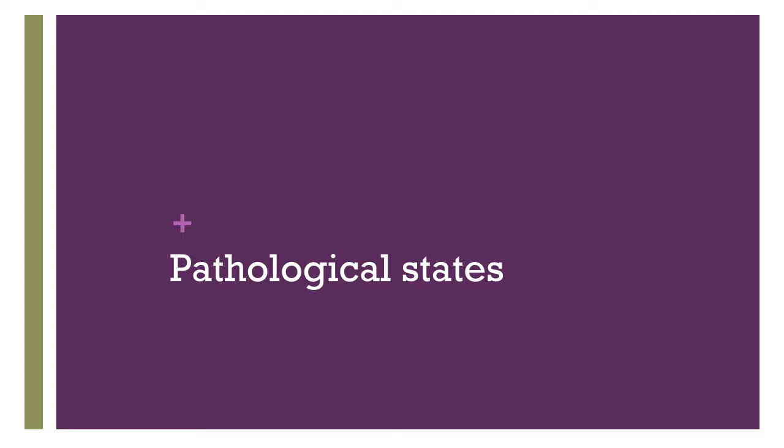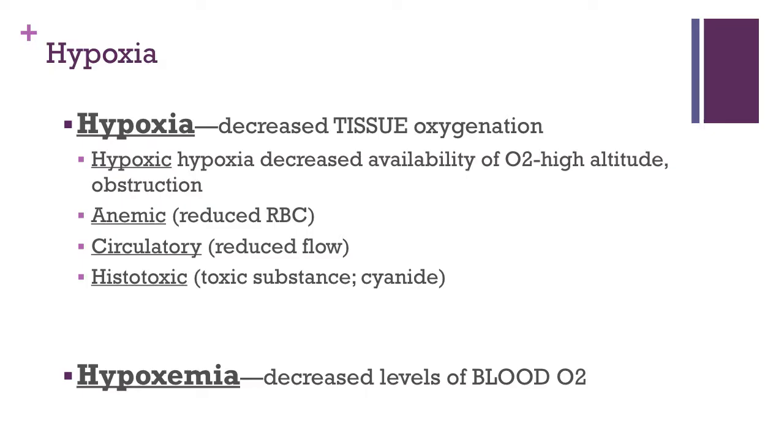So let's go ahead and take a look at some pathologic states because this is really what matters to us as nurse practitioners. First of all, let's look at the difference between hypoxia and hypoxemia. Hypoxemia, very simply, is decreased levels of blood oxygen. Hypoxia is decreased tissue oxygenation. They frequently go together, and sometimes we use the words synonymously, but they are somewhat different.